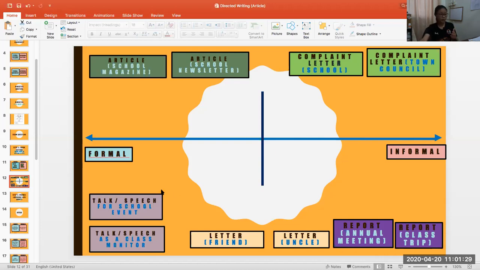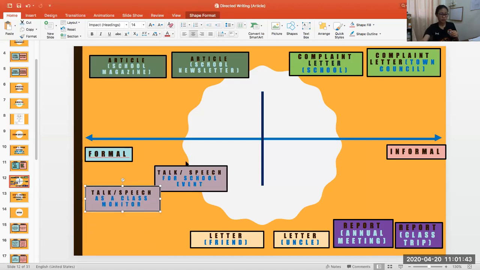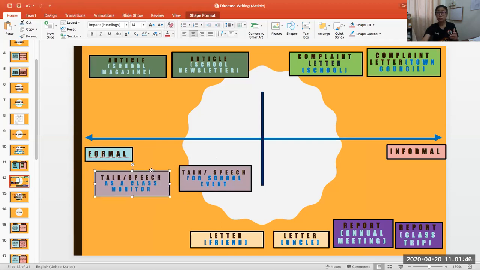Okay, for example, I give you an example. Like I said just now, talk and speech, they are very close, they are similar. Okay, it depends on the setting. Speech, maybe you give to the whole school. Maybe you are asked to represent Kudat, then you give a speech to everybody. But you can also give a speech in your class. You see this? Different setting. It can be in a small class with only two people as your audience, with your club, 50 people, with your school 100 people.